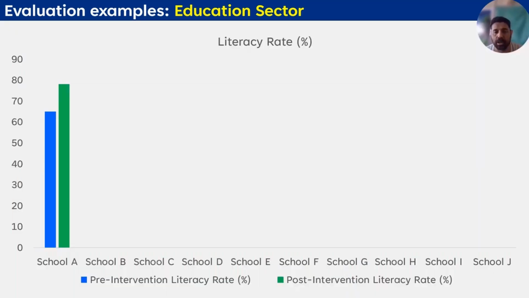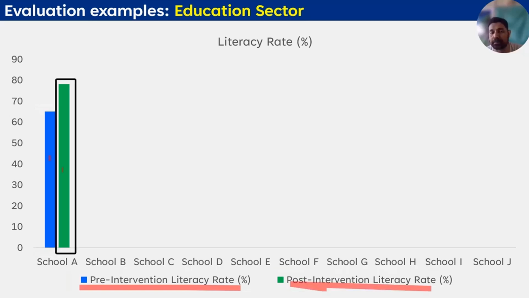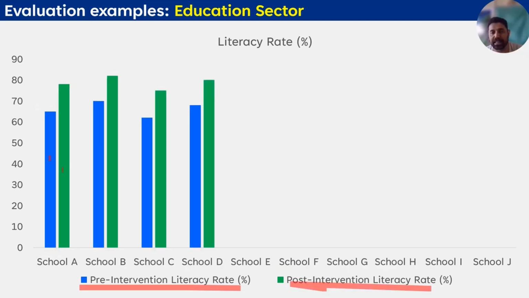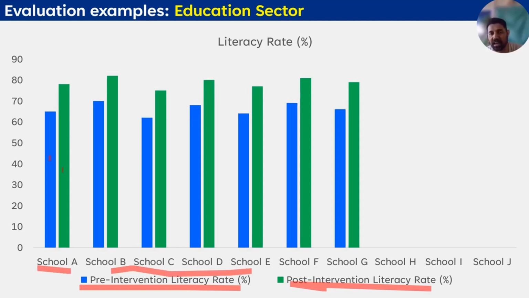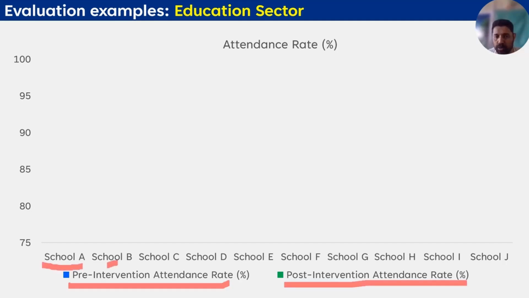You can also present the literacy rate pre-intervention and post-intervention. For example, this blue one is the pre-intervention and the green one is the post-intervention. So you can present data school-wise, district-wise or region-wise. Similarly, attendance rate: what was the attendance rate pre-intervention, and what is the attendance rate now, post-intervention? You can show this by school, school A, school B, school C, or by areas, districts, locations, etc.